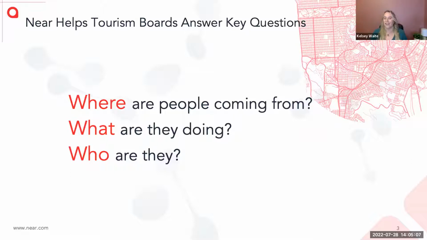And why use NEAR in general? We help tourism bureaus and DMOs figure out where people are coming from, what they're doing when they're in your destination, and who those visitors are, more than just, we know that they came from Indianapolis. We can get even more granular and into who they are as individuals in terms of their interests and demographics and all sorts of fun information.